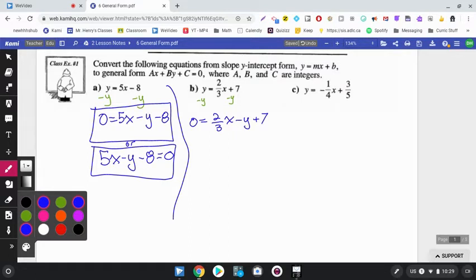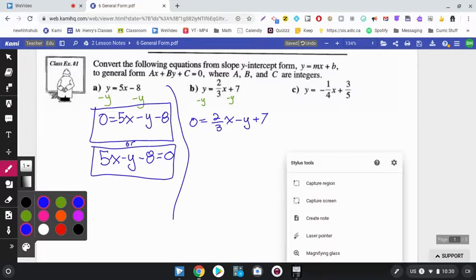All right, the three things I need to check for. Number 1, all my pieces are on the same side, set to equal 0. Yes. Number 2, I can't have any fractions. Well, this one is no good. I do have a fraction. I have that denominator of 3.